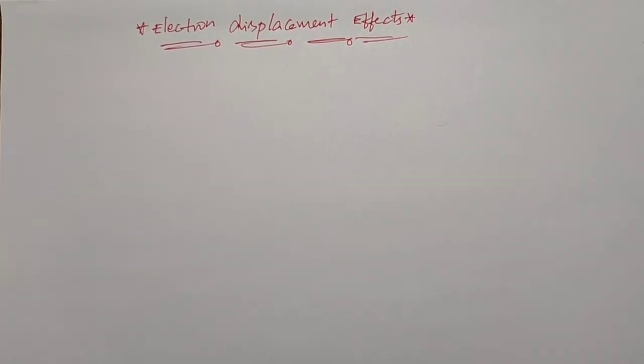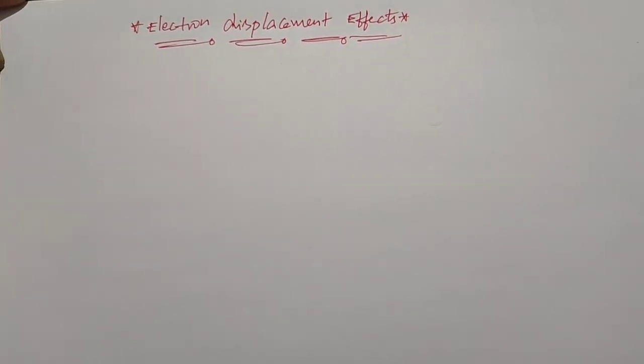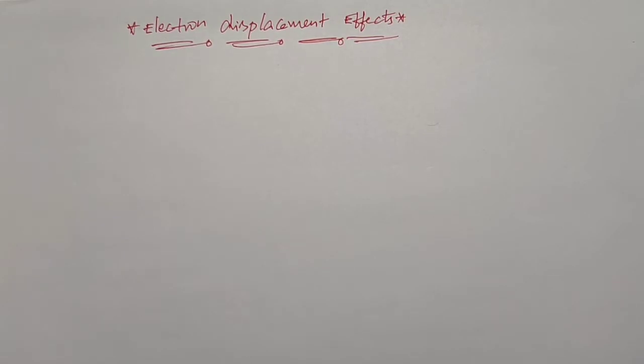In this video, we are discussing electron displacement effects. What is the use of electron displacement effects? The electron displacement effects can influence the reactivity, stability, acidity, and basicity of molecules. Generally, the electron displacement effects are classified into four types. Those are inductive effect, electromeric effect, resonance effect or mesomeric effect, and hyperconjugation. So we will discuss one by one.